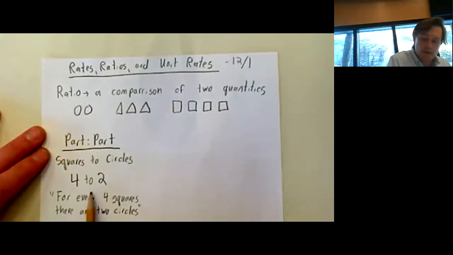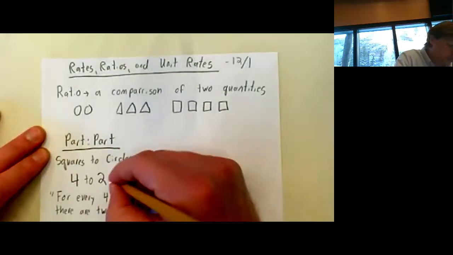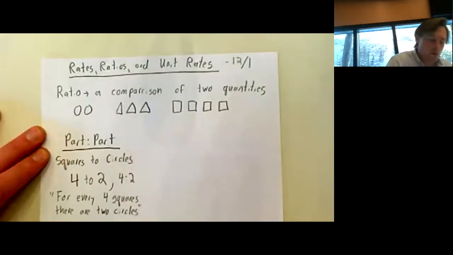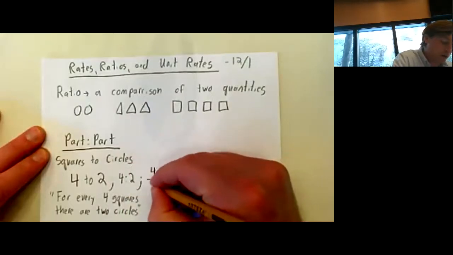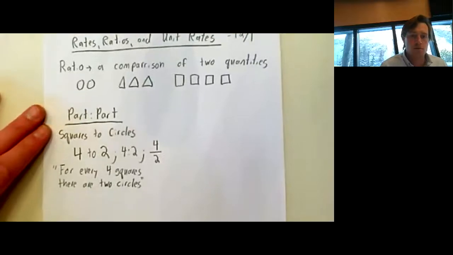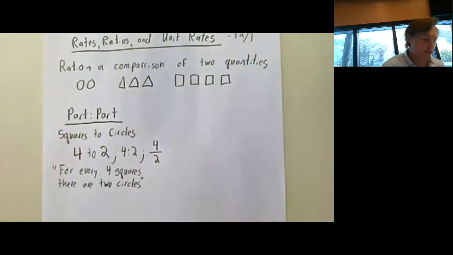Cool. Some other ways that we can write this is we can use a colon, 4:2, or we can write these ratios in fractional form as 4/2. All of these, though, we say 4 to 2. Cool. So that's part to part.